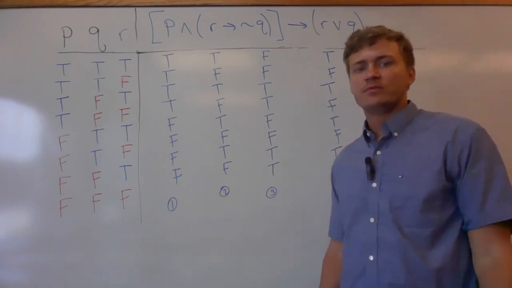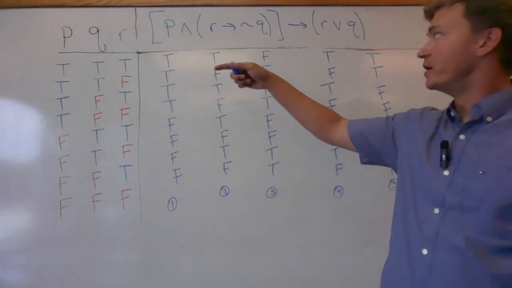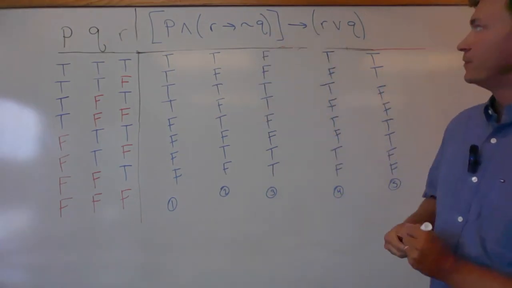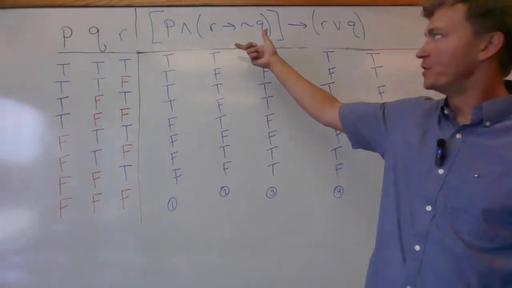So I got my five columns for the regular letters, P, R, R, Q, and then even the not Q as well. So where do we start? We have brackets on the left, parentheses inside brackets.